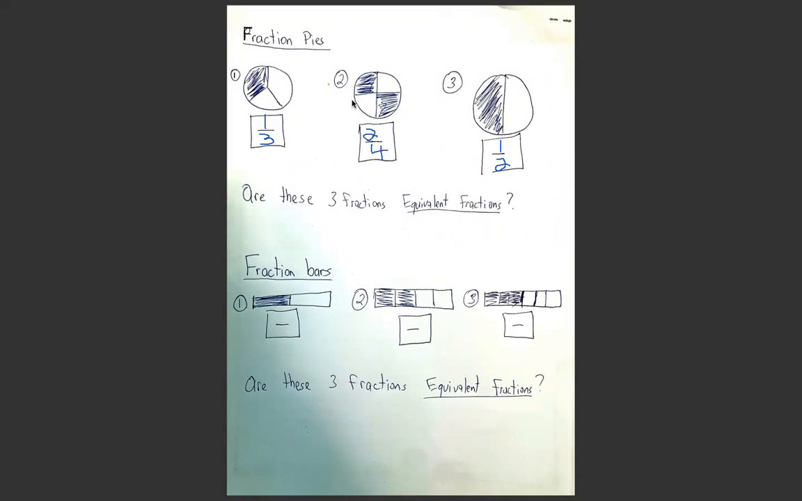Okay. 1 over 3, 2 over 4, and 1 over 2. Look at the drawings even. Do you think these are equal? Are they equivalent? Raise your hand. Jason, are these equivalent fractions? No. Very good. All right, thumbs up if you're finished with the fraction bars at the bottom.